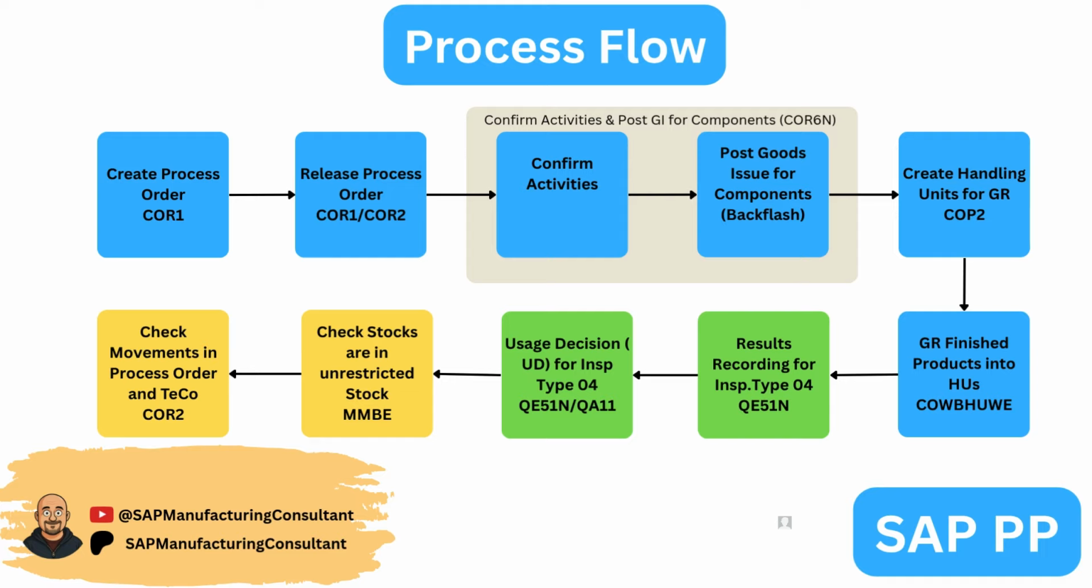After that, we will go to results recording in QM for inspection type 04. And then after the results recording, we will do the usage decision. In this case, probably we will use the same transaction for both, but of course we have a separate transaction as well when needed. Then we're going to be checking stocks that are unrestricted after the movement 321 we will do. And of course, we will check the movements within the order, and then we will tick all the order. Let's jump right in.